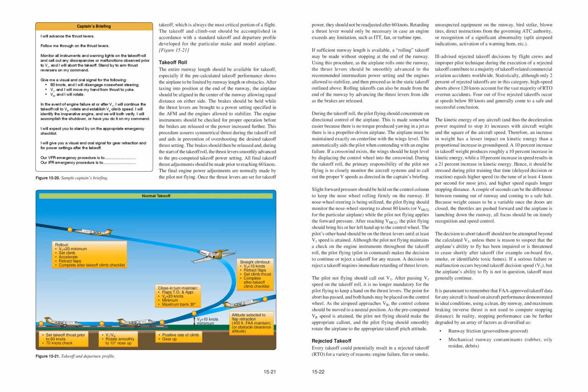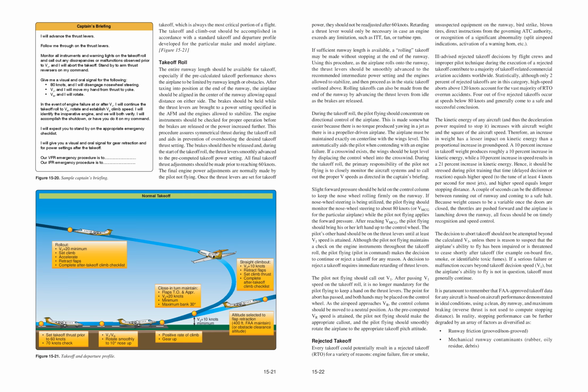Straight climb out. V2 plus 10 knots, retract flaps, set climb thrust, complete after takeoff climb checklist. Altitude selected to flap retraction, 400 feet AGL, or obstacle clearance altitude. Figure 15-21. Power should not be readjusted after 60 knots.